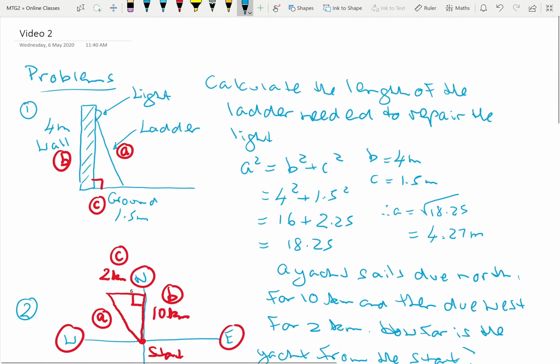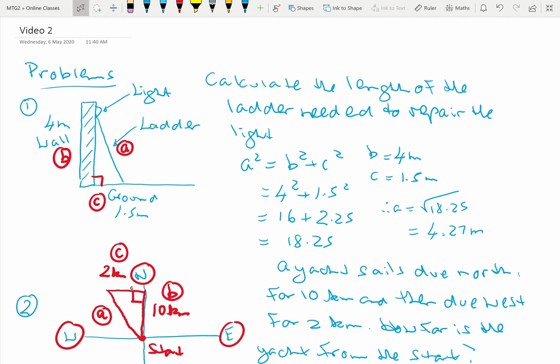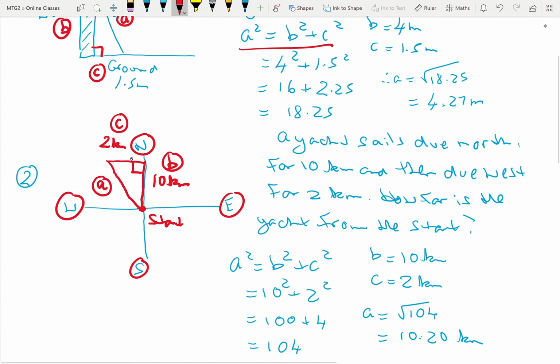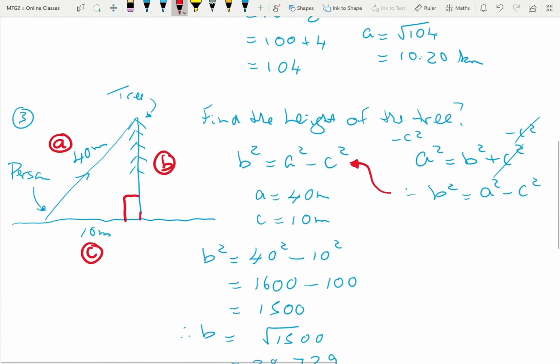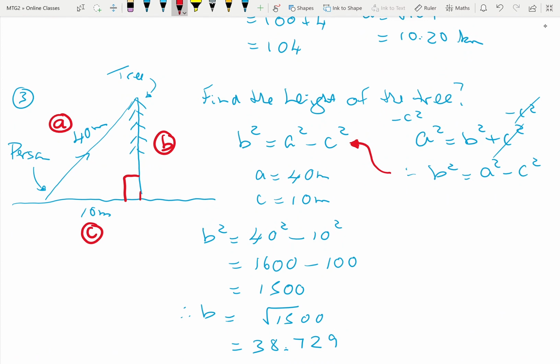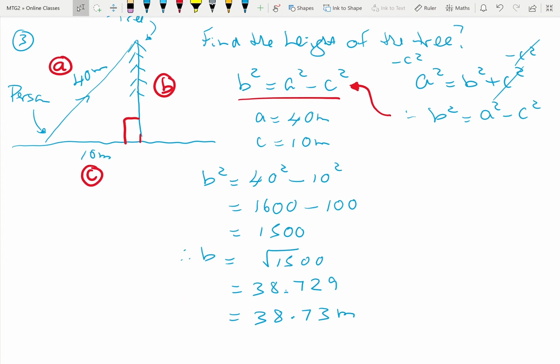So the first 2 problems are using my standard Pythagoras formula, A squared equals B squared plus C squared. And in my last problem, I have to rearrange it to B squared equals A squared minus C squared, and I substitute my values in, and I get 38.73 metres.